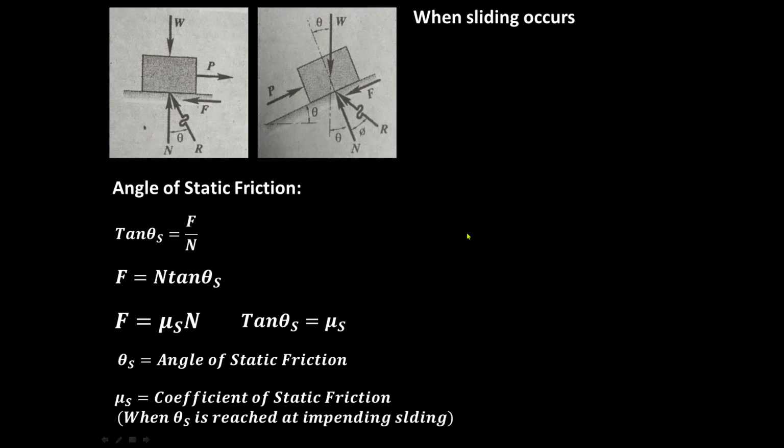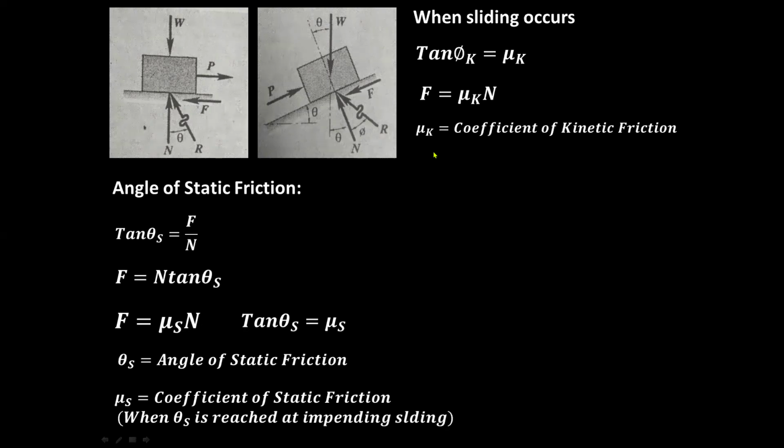Now about when sliding occurs, tangent theta k is equal to mu k. So angle of kinetic friction tayo. So coefficient of kinetic friction naman ang mu k. F is equal to mu k times the normal force. Mu k is actually equal to the coefficient of kinetic friction. And theta k, pinalitan ko ng konti yung symbol ng theta, no? Naging nakaslant yung cross niya para hindi malito. So angle of kinetic friction yan.